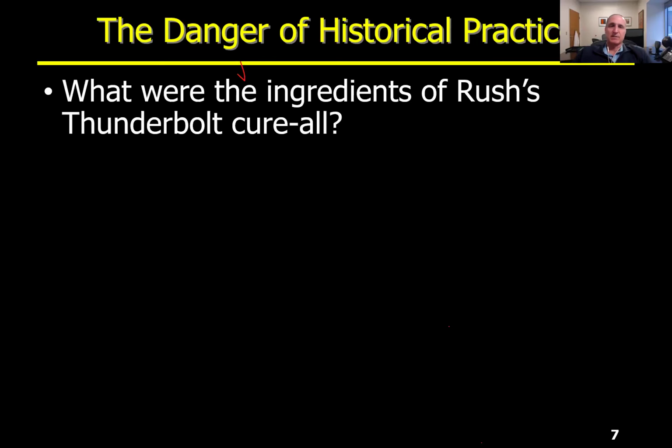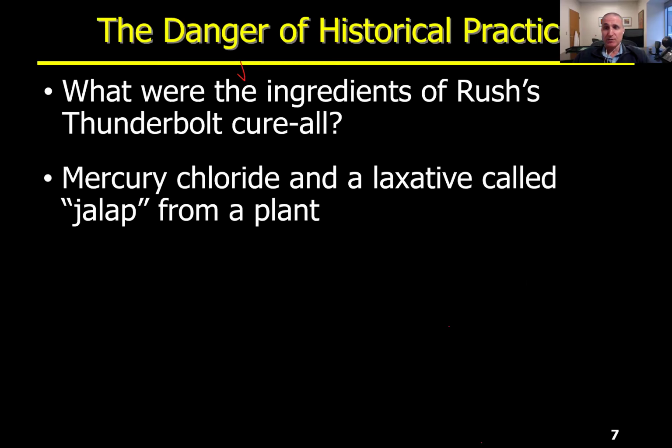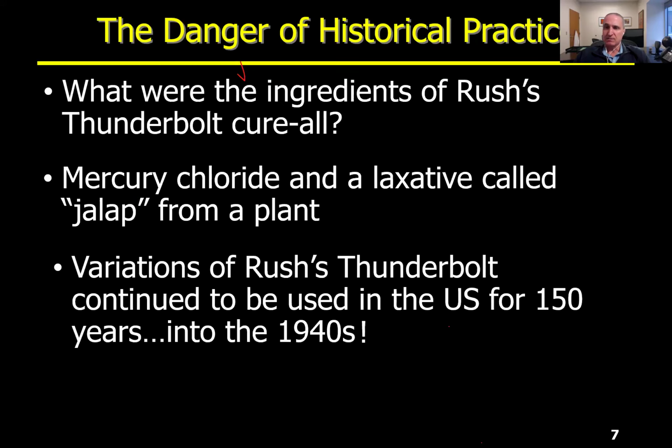What were the ingredients of Rush's Thunderbolts? What was in there? Well, there were two principal ingredients. First was an extract of the jalap plant, which was the thing that induced the voluminous diarrhea. And the second was mercury. And here's where the story becomes really sad. Doctors in the United States continued to actively poison people, overtly harming them with Rush's Thunderbolts for more than 150 years because Dr. Rush told them to.